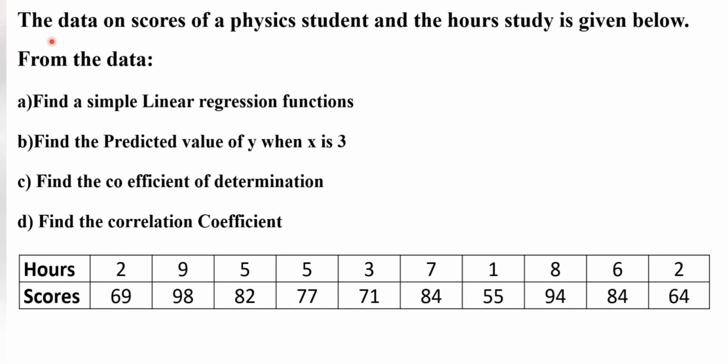The data on scores of a physics student and the hours of study is given below. From the data, find a simple linear regression function. Find the predicted value of y when x is 3. Find the coefficient of determination and find the coefficient of correlation.